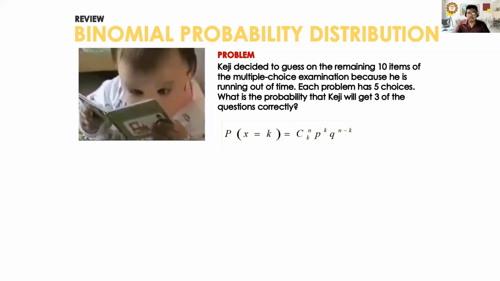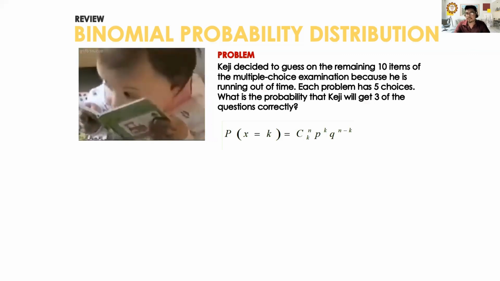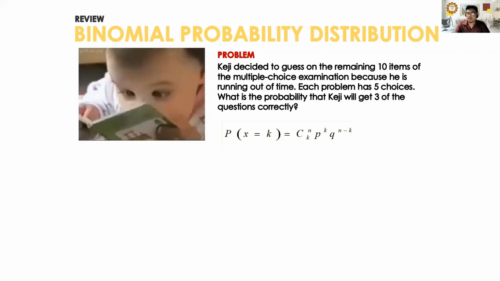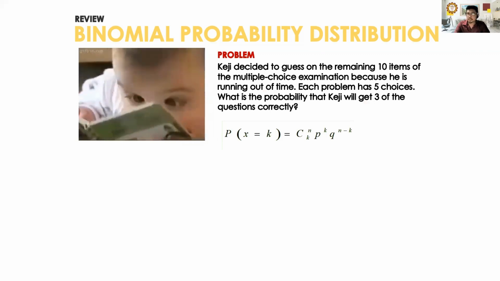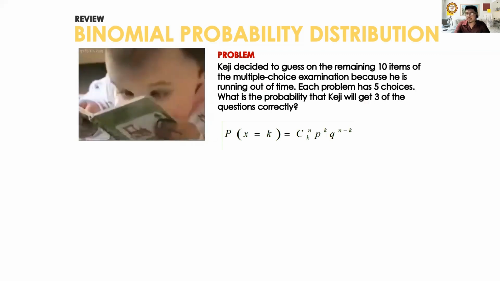The problem is Keji decided to guess on the remaining 10 items of the multiple choice examination because he is running out of time. Each problem has 5 choices. So what is the probability that Keji will get 3, or exactly 3, of the questions correctly?